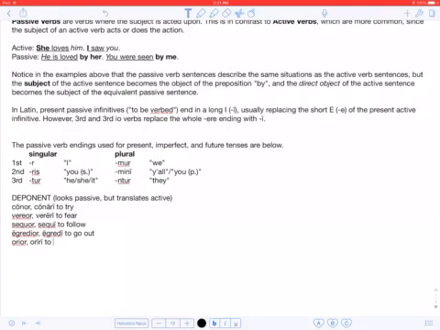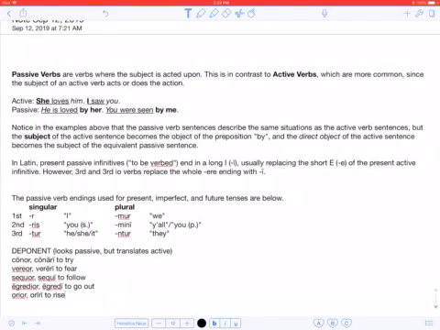And one more deponent verb example. Orior, oriri means to rise, to get up. So oriri is the infinitive, that's literally to rise. Orior is the I form, I rise. Oreris, you rise. Oritur, he, she, it rises. Orimur, we rise. Orimini, y'all rise. And oriuntur, they rise.